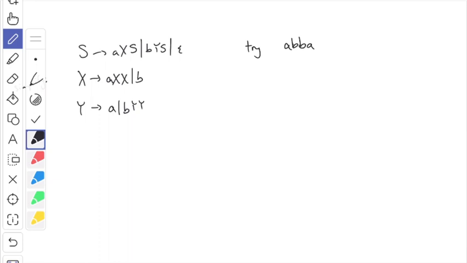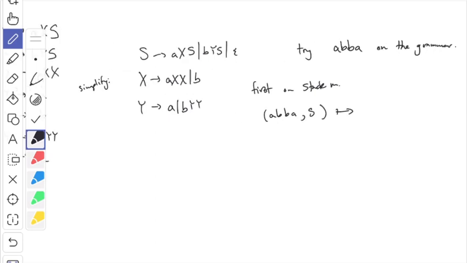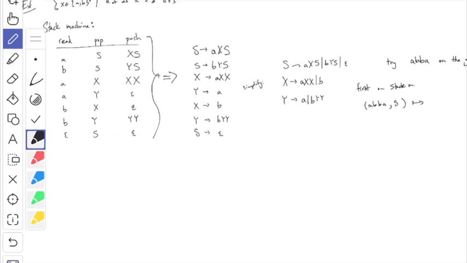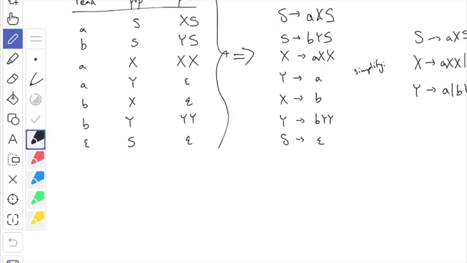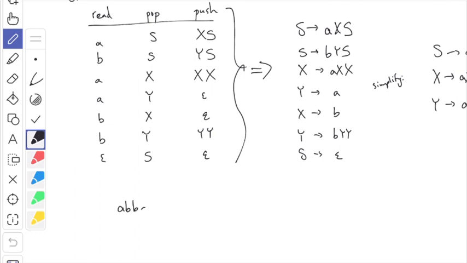So my real job is to try the ABBA on the grammar. But in order to do that, I'm going to do it on the stack machine first and then translate step by step. So first, I'll do it on the stack machine. On the stack machine, I have to do ABBA, comma S. Can I keep it on the screen at the same time? No, not really. Maybe, would you mind if I just do it down here? ABBA, comma S, right?